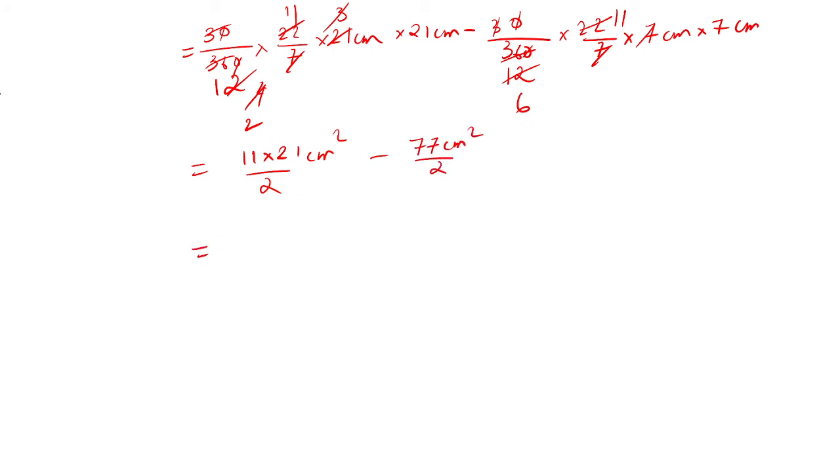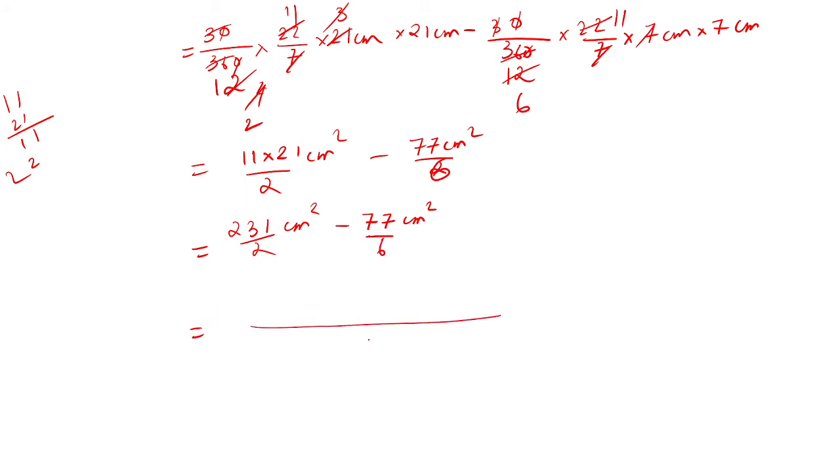So 11 into 21, I suppose that must be 231. 231 centimeters square by 2 minus 77 centimeters square by 6. Sorry, not 2, it's by 6. So you just take the denominator. So this becomes 231 into, this is 2, so you need to multiply 3. Something that you have already learned, so I'll not go much into details with it.